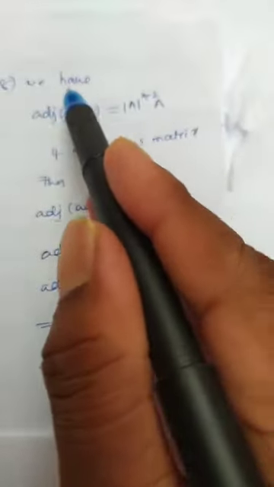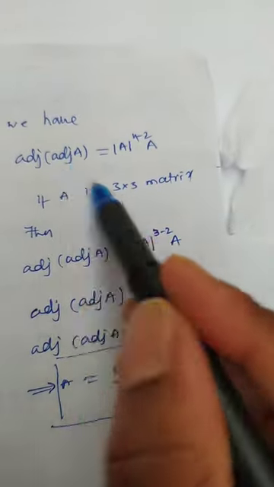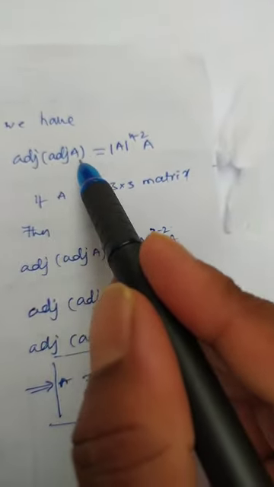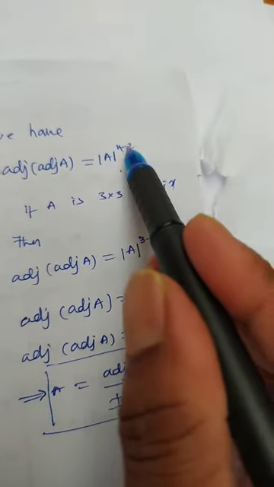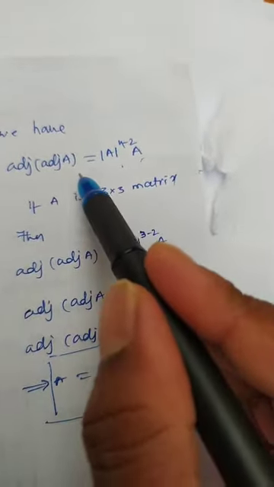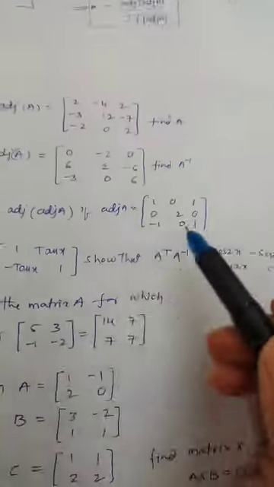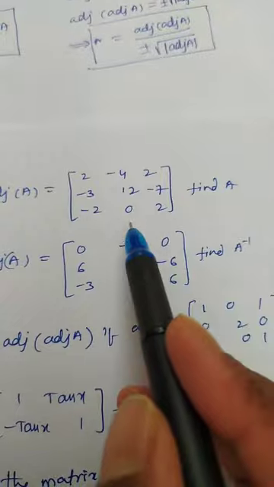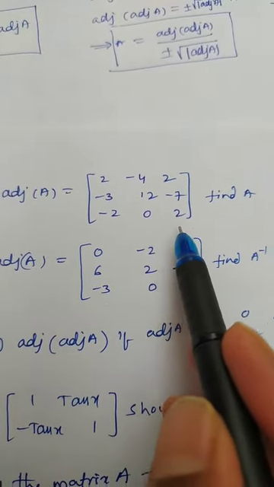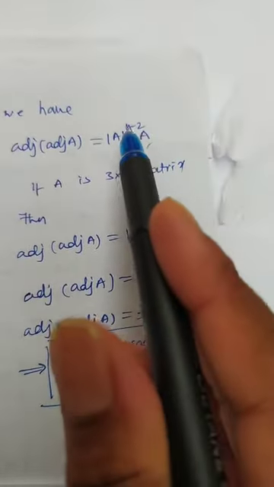Already we know that we have this property, which we already proved in the theorem: adjoint of adjoint A equals det A power n minus 2 into A. I am using this property. In the 8th problem we have a 3 by 3 matrix. Adjoint A is a 3 by 3 matrix, which means automatically A will also be a 3 by 3 matrix. So here n is 3.